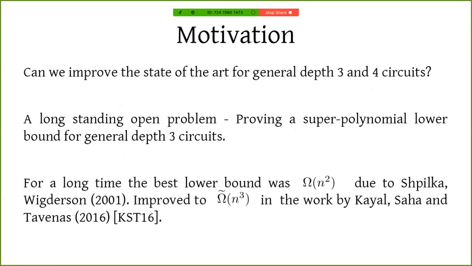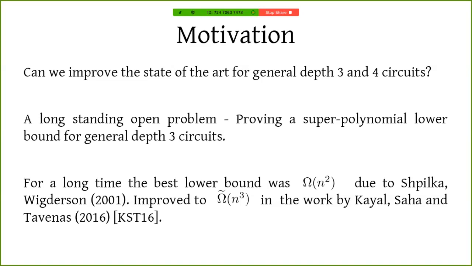circuits. The best known lower bound for depth 3 circuits was a quadratic lower bound due to Shpilka and Wigderson, and this stood for a very long time before it was improved to an almost cubic lower bound by Kayal, Saha, and Tavenas in 2016. This work also uses a variant of the shifted partials measure, and so for depth 3 circuits, the shifted partials measure indeed gives us a better lower bound.